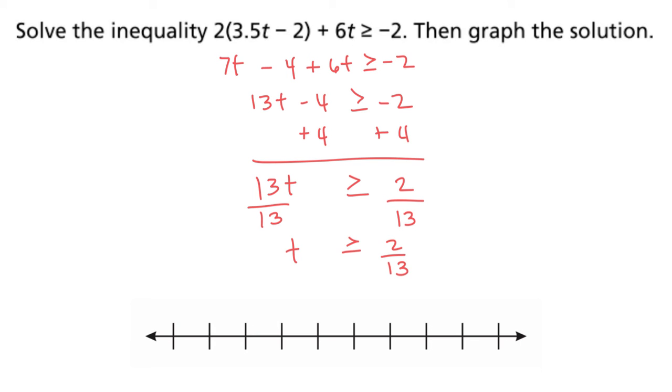And if I have a number line right here, this point represents 2 over 13. I know when I graph it, t could be equal to 2 over 13 and any value greater than 2 over 13.